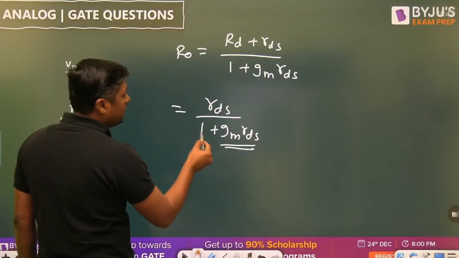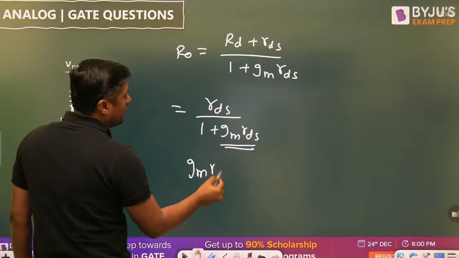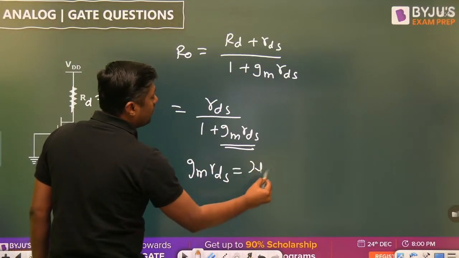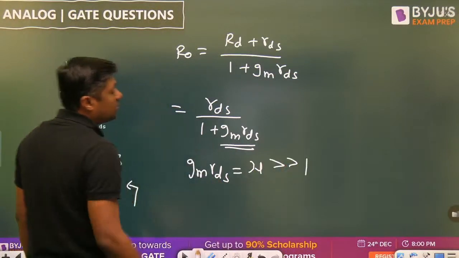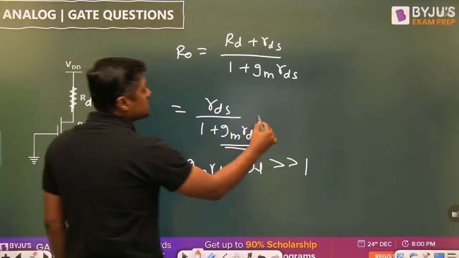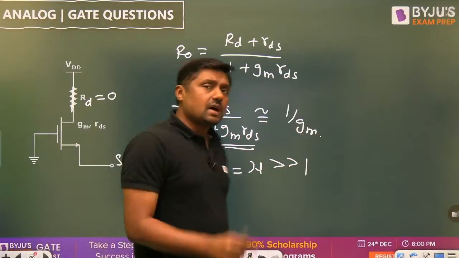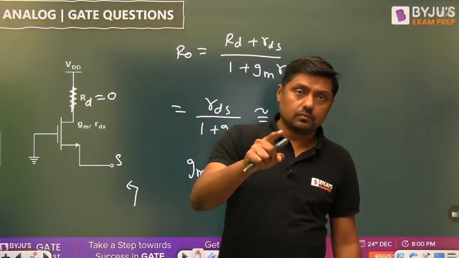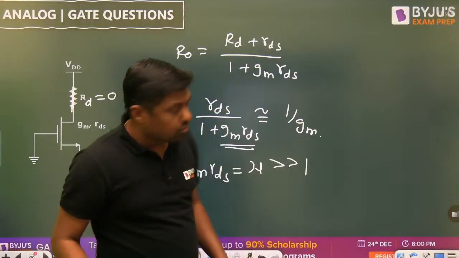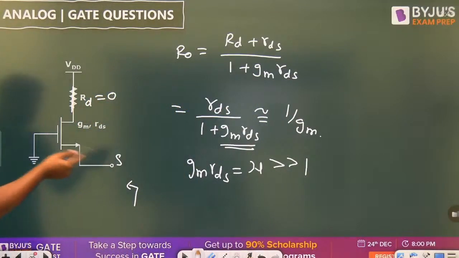This term, mu, the amplification factor, is very, very much greater than 1. You can neglect the 1, so it is nearly equal to 1 by gm. So in the GATE exam, there was already one question in the electrical branch. What was the question? This type of question. Remember.